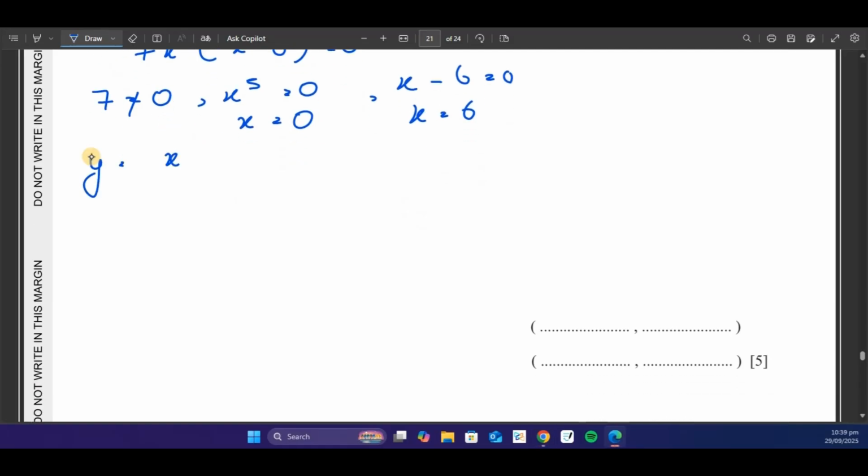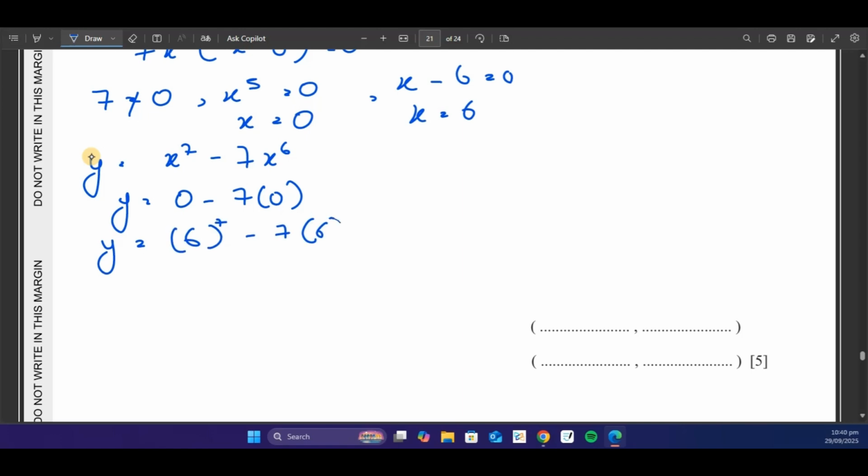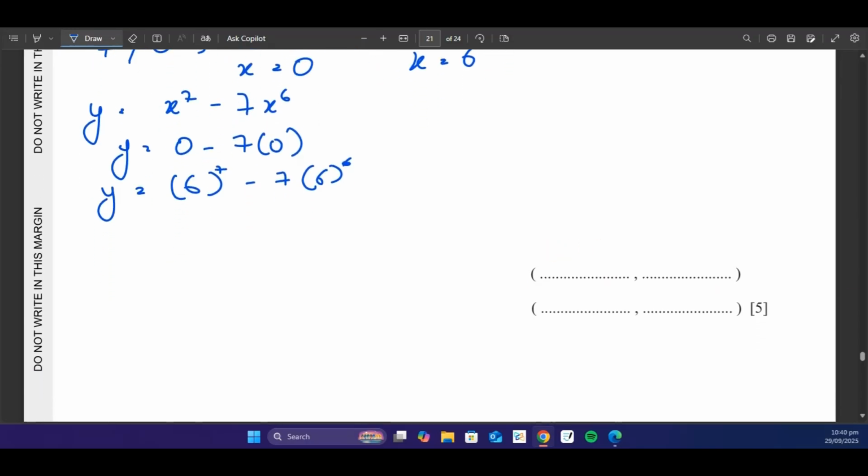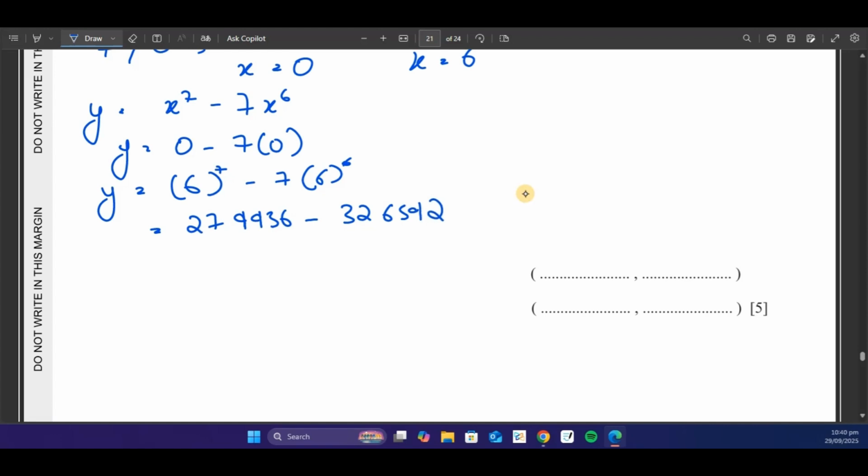y equals x^7 minus 7x^6. y equals 0^7 minus 7(0)^6, and for x equals 6, that would give us 6^7 minus 7(6)^6. Makes sense? And if you solve this, you would get 279936 minus 326592. That's a huge number, but if you subtract this, you would get 6, minus 46656, and the other point would be 0 and 0.